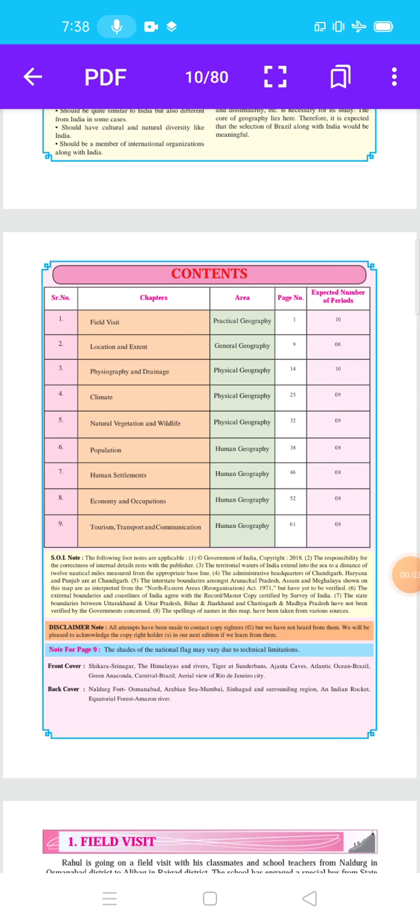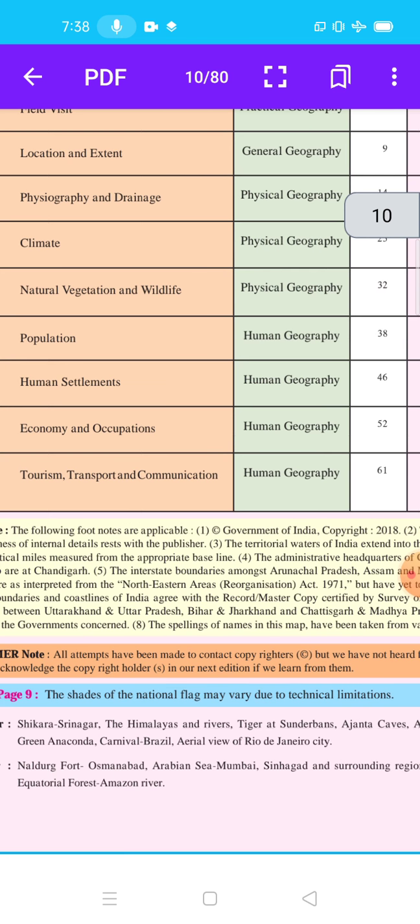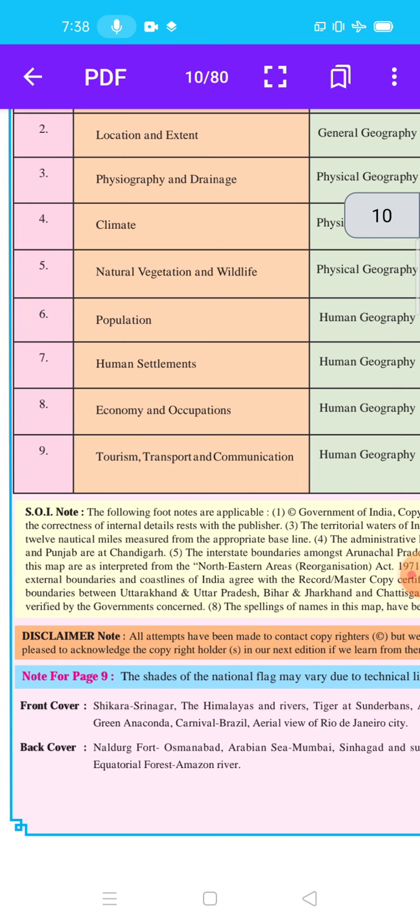In our syllabus there are 9 lessons: field visit, location and extent, physiography and drainage, climate, natural vegetation and wildlife, population, human settlement, economy and occupation, and the last lesson is tourism, transport and communication. We completed 6 lessons. Now let us start our lesson number 7, human settlement.